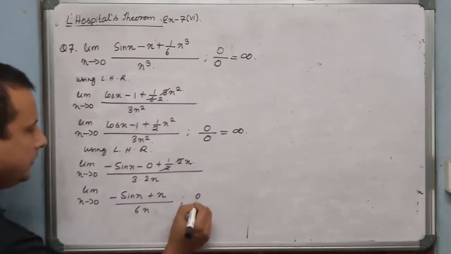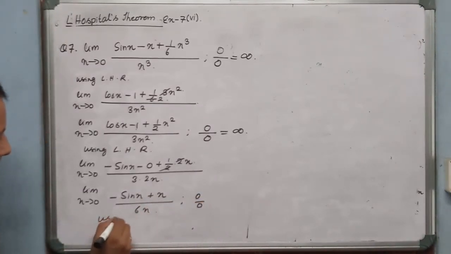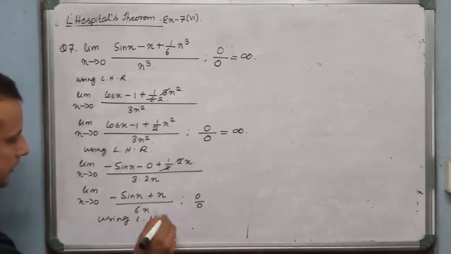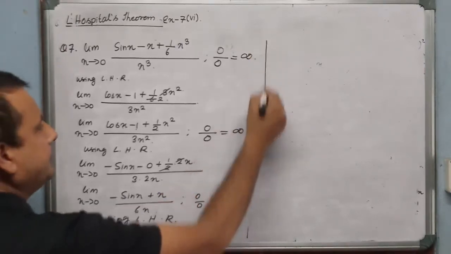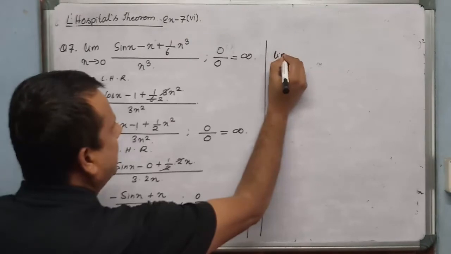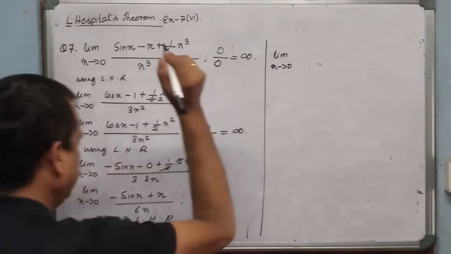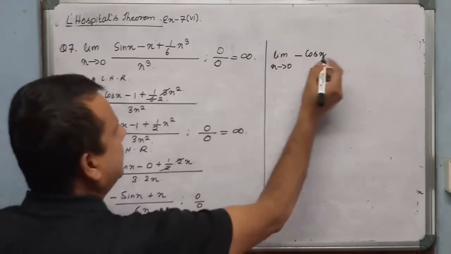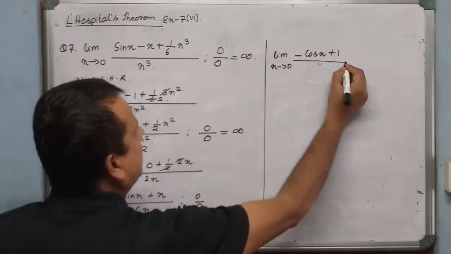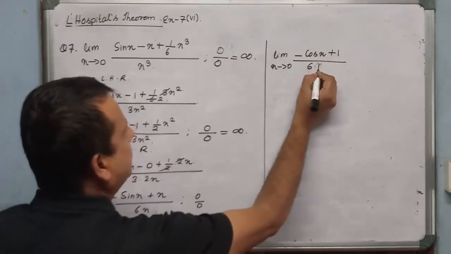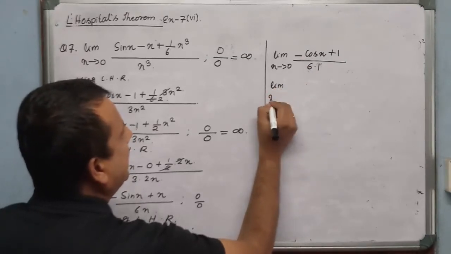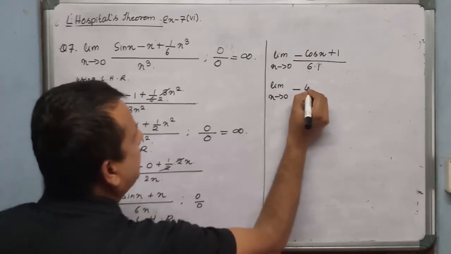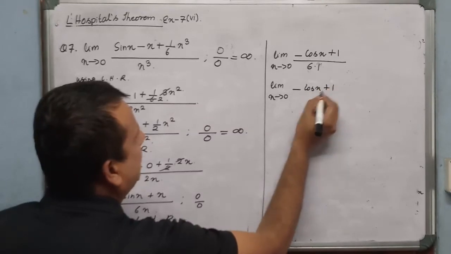Again we are getting 0 over 0, using L'Hospital's rule. Limit x tends to 0, derivative of sin x is cos x and derivative of x is 1, divided by 6 into 1. Limit x tends to 0, it is minus cos x plus 1 over 6.